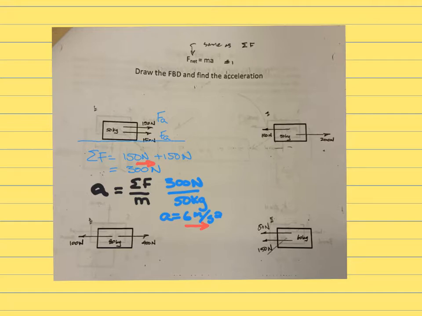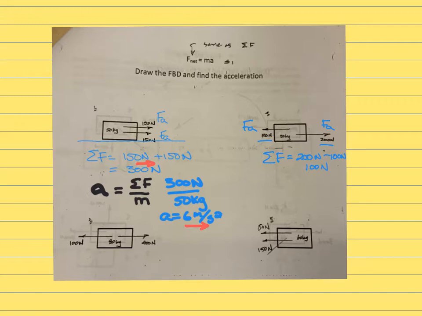So in the second one, I see a 100 Newton force applied to the left, and I see a 200 Newton force applied to the right. So when you add those two forces up, we did that easily last week. That's 200 newtons minus 100. And we get, of course, 100 newtons.